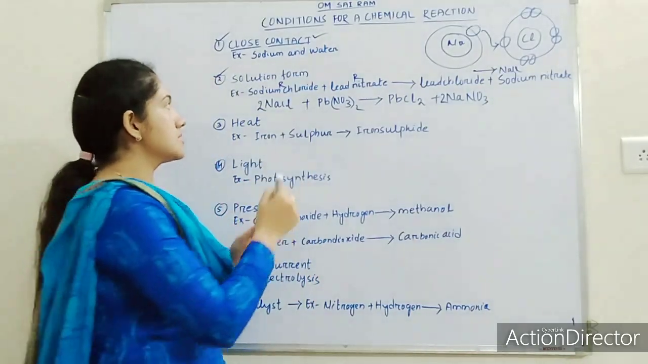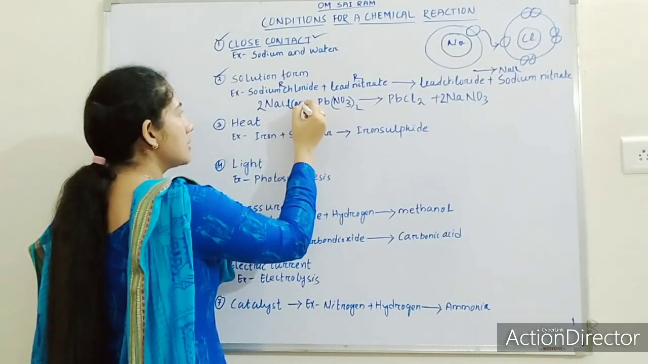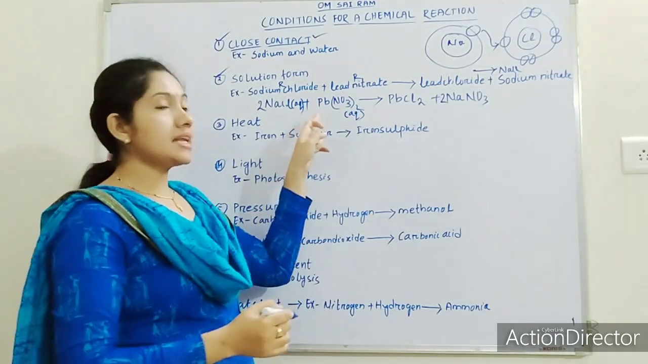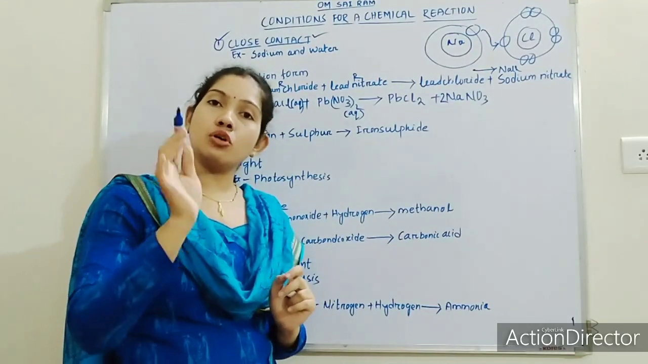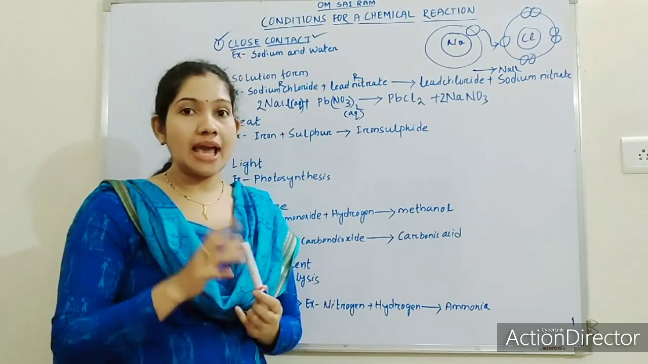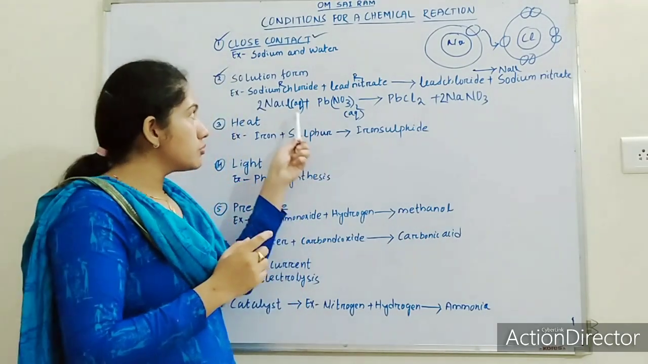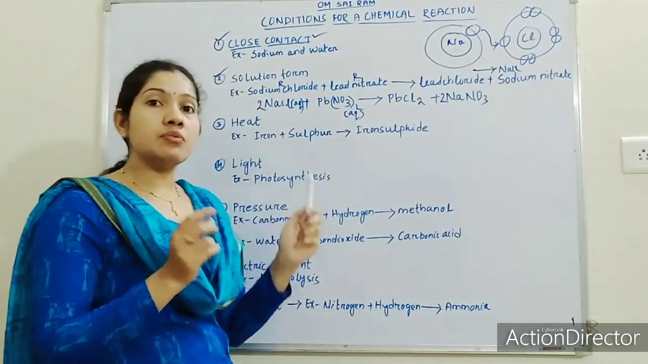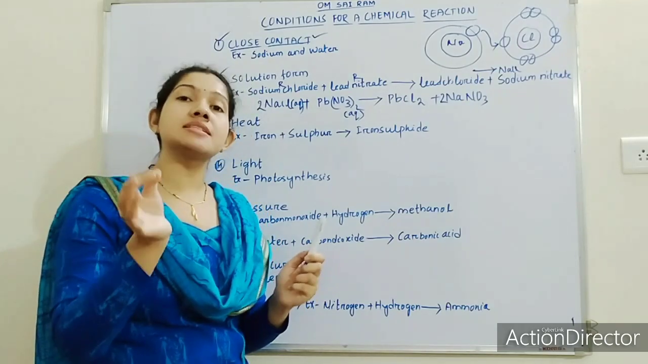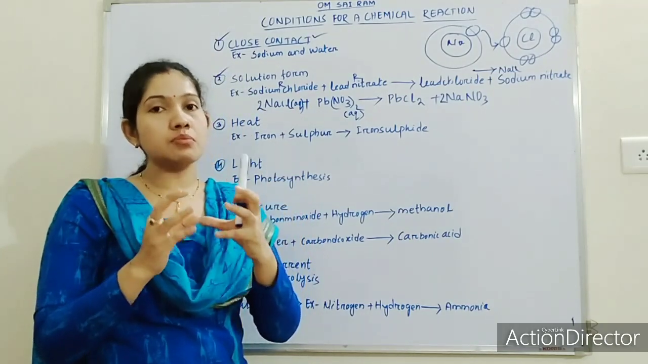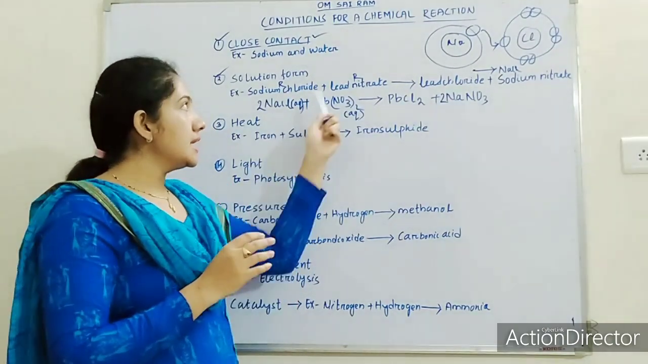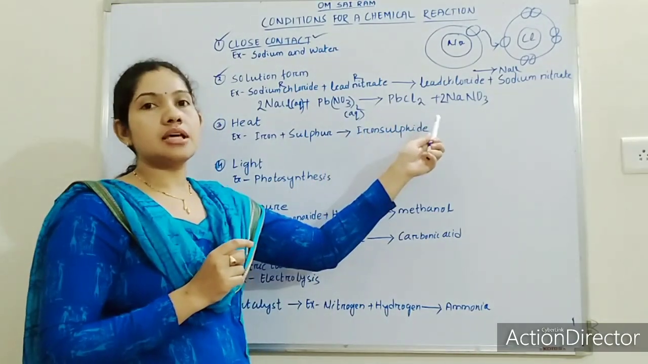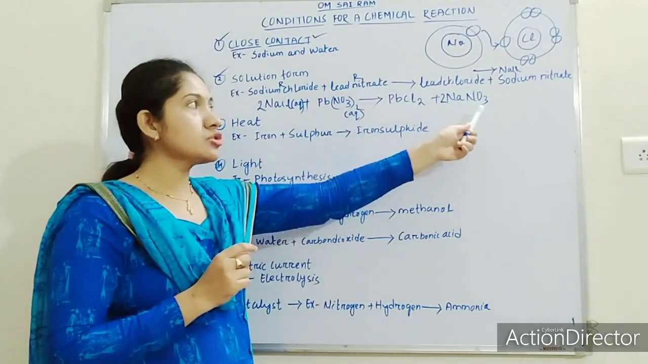When both the reactants, see here we have to mention in bracket, I am writing AQ. Can you say why I am writing AQ? Because they are in solution form, and solution form is also known as aqueous form. Aqueous means, aqua means what? Water. So here we have to mention in the bracket AQ. AQ means aqueous. Means NaCl should be in its solution form. It should be in its aqueous form. Means we will mix sodium chloride with water and we will mix lead nitrate with water, so that they can react with each other and they can form lead chloride and sodium nitrate.